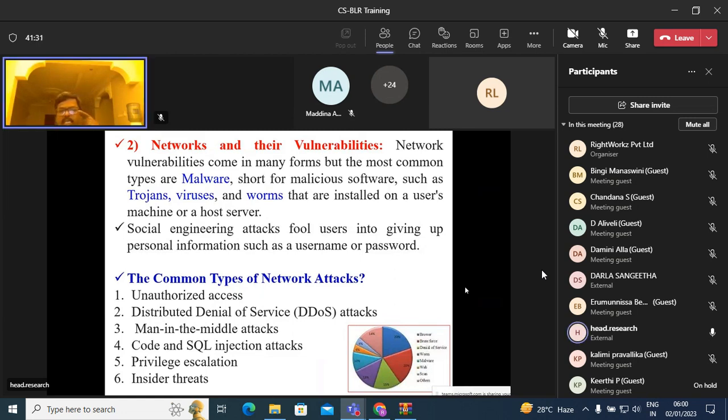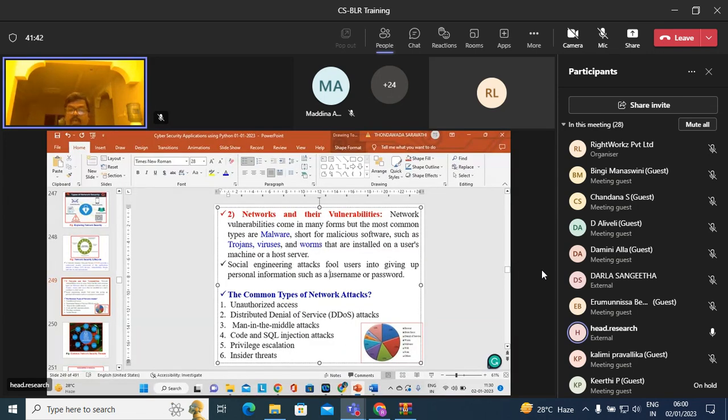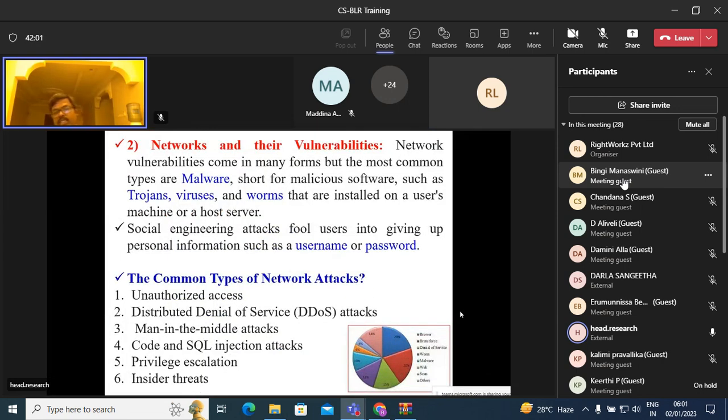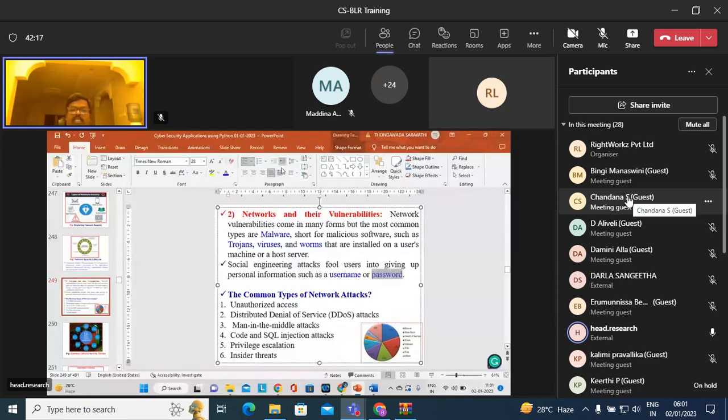Social engineering attacks fool users into giving away personal information such as username and password. Usually cyber attackers or cyber criminals attack very loosely coupled users, what you can call social engineering attacks. So initially they get personal information such as username and password. The common types of network attacks I have explained already, like malware. Malware is just like malicious software, a software error you can call it.